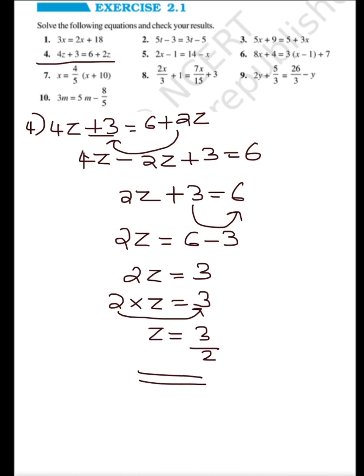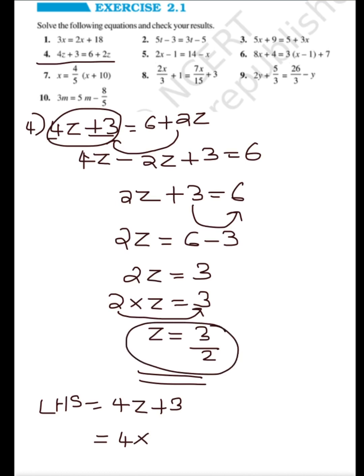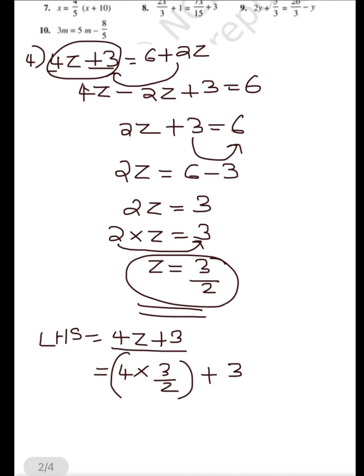Now let's check LHS and RHS. So LHS equals what? 4z plus 3. So this will be equal to 4 into, what is z? z is 3 by 2. So 4 into 3 by 2, plus 3. Now 4 into 3 by 2, what is that? That means 12 by 2. 12 by 2 plus 3. What is 12 by 2? 12 by 2 is 6. So 6 plus 3. What is 6 plus 3?